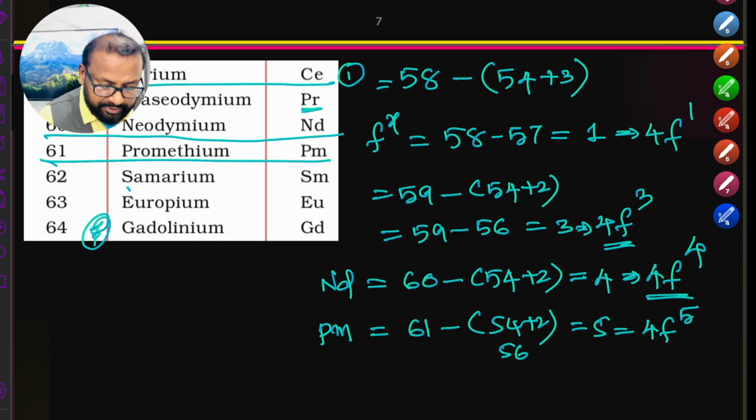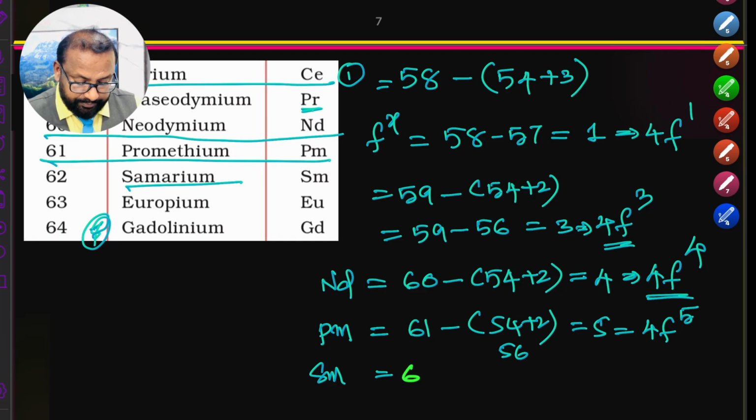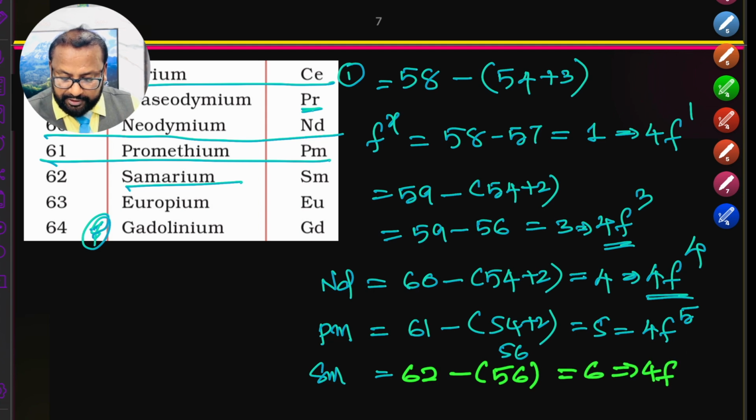When it comes to samarium, 62. So it's 62 minus, again, 54 plus 2, 56. I just subtract these two numbers. So it will be 4 plus 2, 6. So it gives you 4f6 configuration. Right? Easier. You just have to subtract 2 numbers.